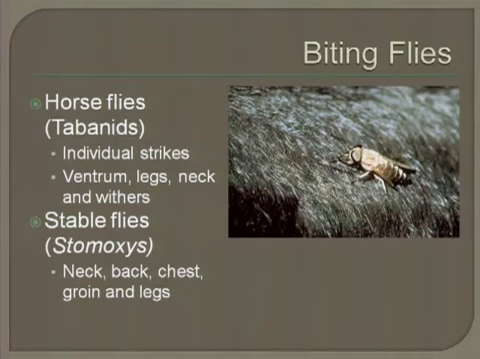Stable flies, Stomoxys, also produce individual strikes, and they are on the neck, the back, the chest, the groin, and the legs. Control measures for Stomoxys would be basically the same: frequent application of insecticidal repellents and removal of manure once a week.